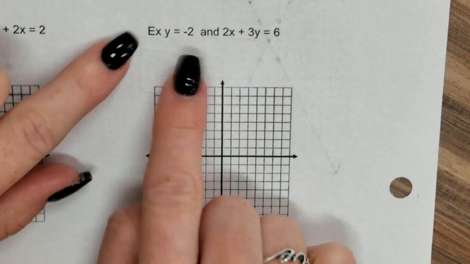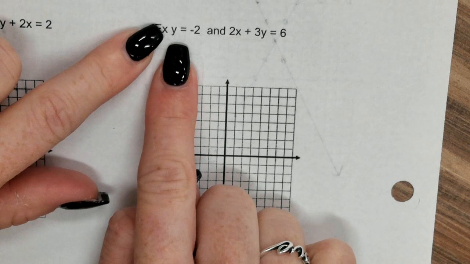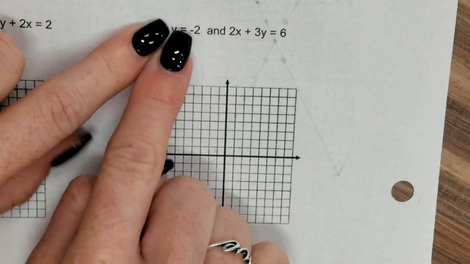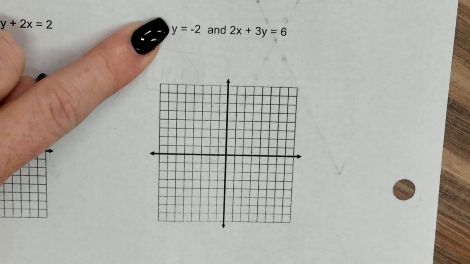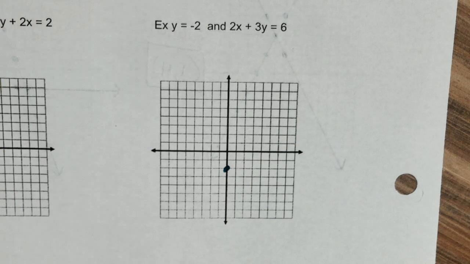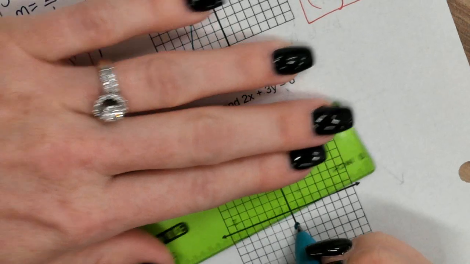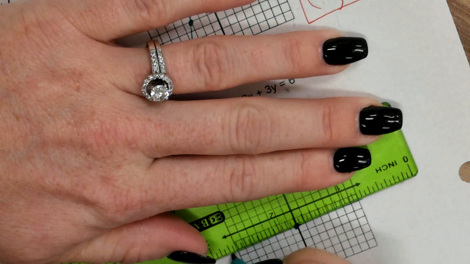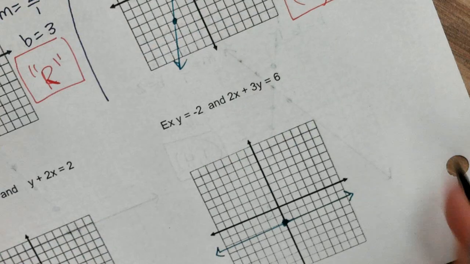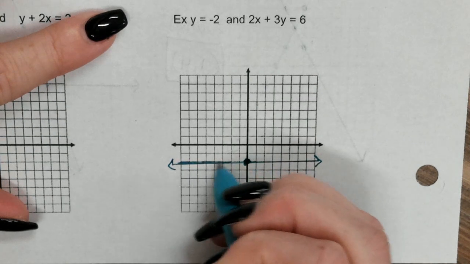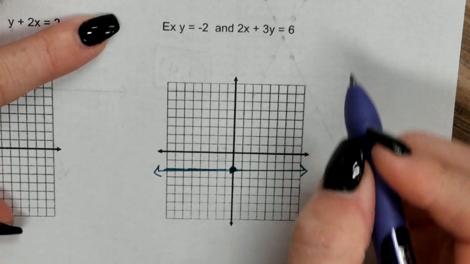How do you graph an equation that looks like this? Go to what? You could, but you don't need to. Go to which axis? What does it say? Go to the y-axis, put a dot at negative 2, and then just draw a line straight through the y-axis right there. Mine got a little crooked. There we go. All right, what do I do with this equation?